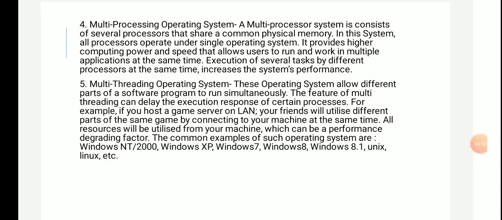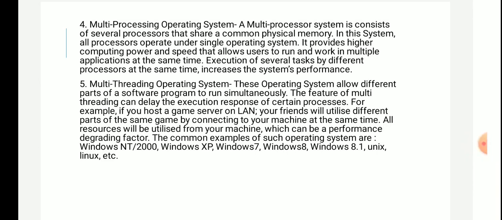The next type of operating system we have is multiprocessing operating system. Multiprocessing operating system is an operating system in which many processors are there which share a common physical memory. In this system, all processors operate under a single operating system.